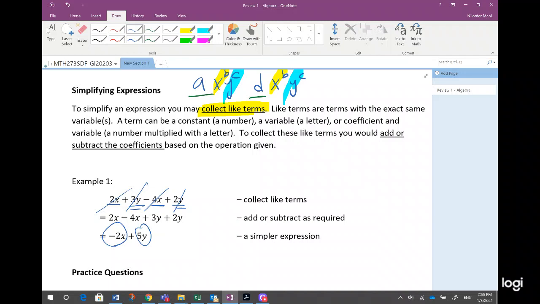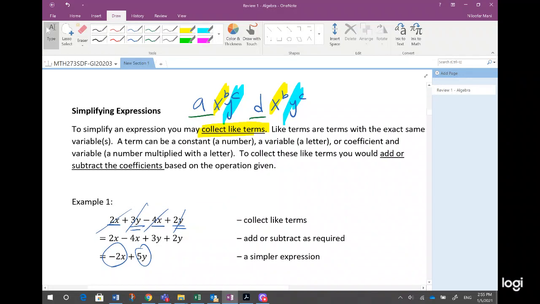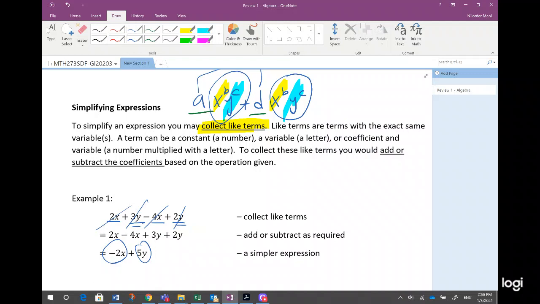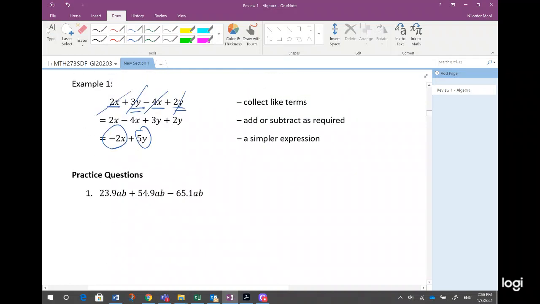Yes? So far so good? Okay, so again, here, if I have something like that, I have addition, I have subtraction, I just see, oh, okay, I have the same variable to the same power. So now I can add these two or I can subtract these two, depending on the sign I see. So when I have the same variable to the same power, that's like terms.